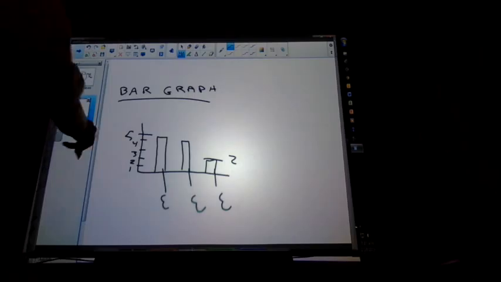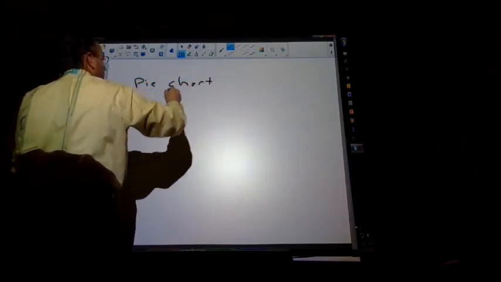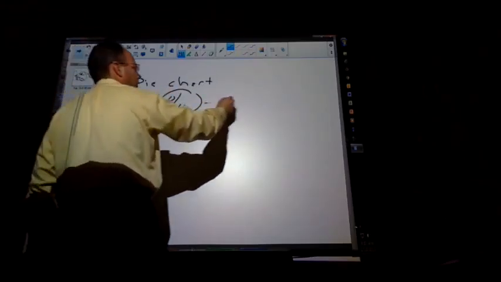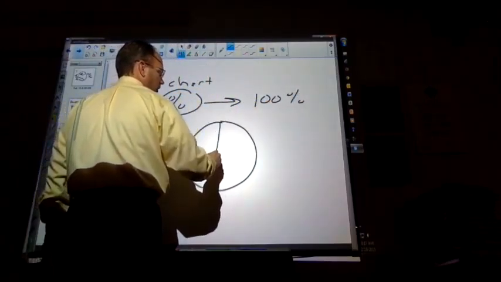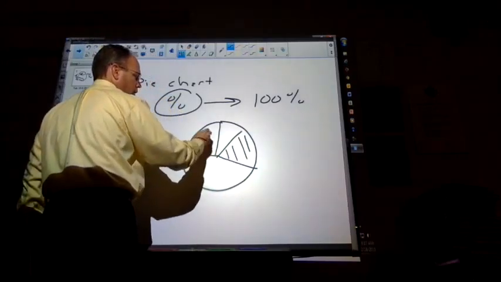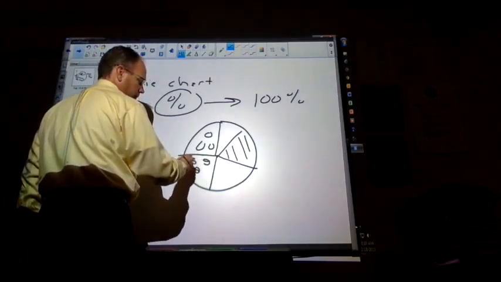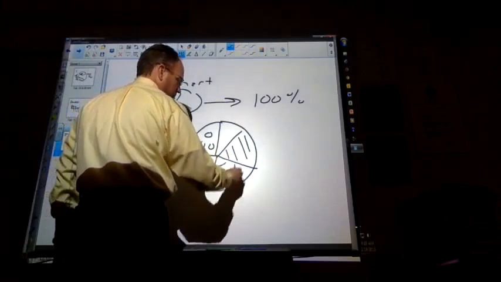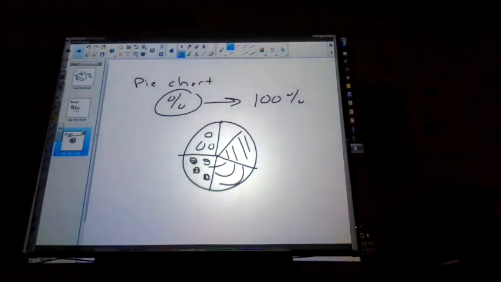A pie chart is all done in percents. And all of the percents need to add up to 100% as far as a pie chart goes. They usually have them color coded or some sort of thing that makes them look a little different for each region. If I add up each of the regions, it needs to add up to 100%. Usually there's some sort of legend to describe what each category is in the pie chart.